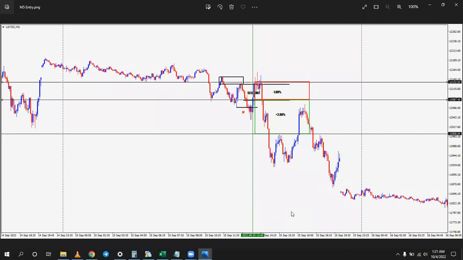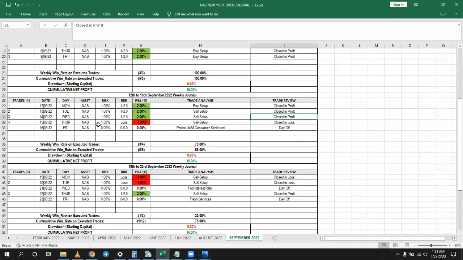But the bias was correct. It was a downtrend, right? Stick to the trend. So here we go, stopped out. And as you can see the data, we had a loss for that day. The sell setup closed in loss. Now let me jump to 16th.